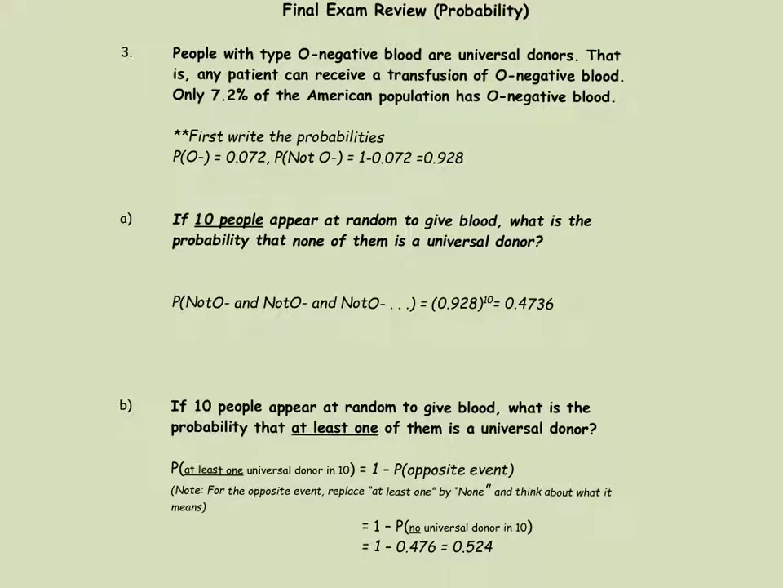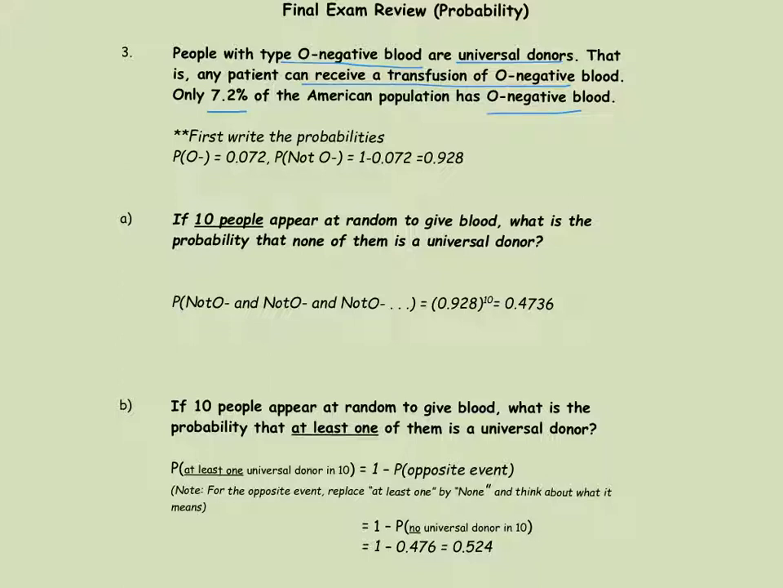So this is the third problem in the probability review for the final exam. We're looking at people with O negative blood type. They're called universal donors because any patient can receive a transfusion of O negative blood. Now we have the probabilities, or the percentages: 7.2% of the American population is O negative.